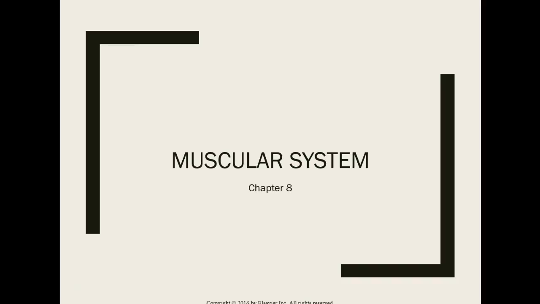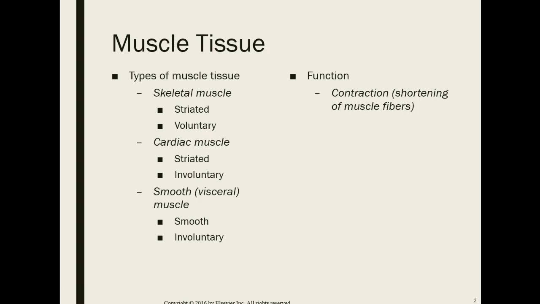Hey guys, today we will be talking about the muscular system, which is chapter 8 in your book. The muscle tissue that we'll find in this system is broken up into three different types. We have skeletal muscle, cardiac muscle, and then smooth or visceral muscle.